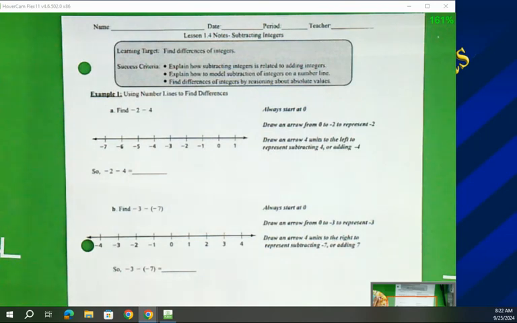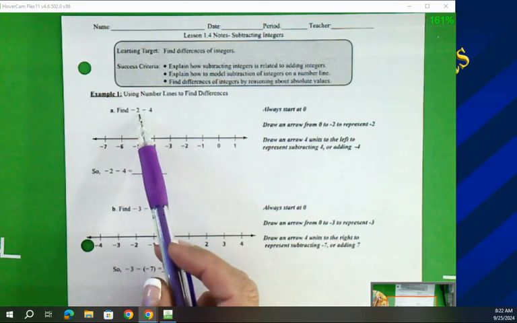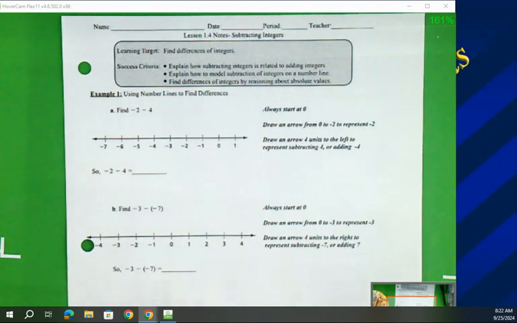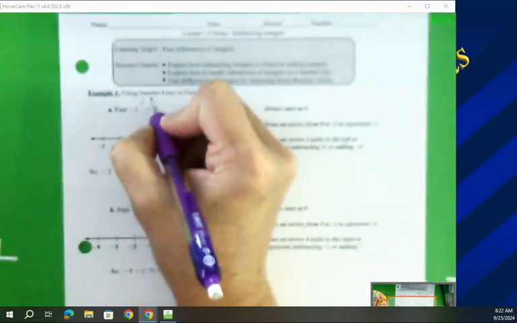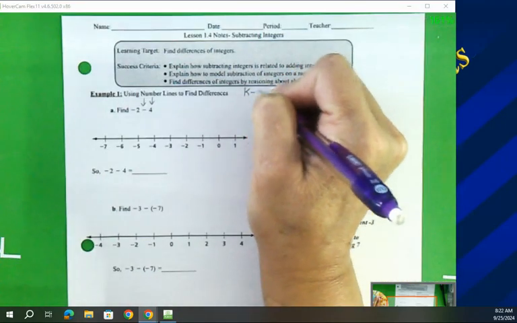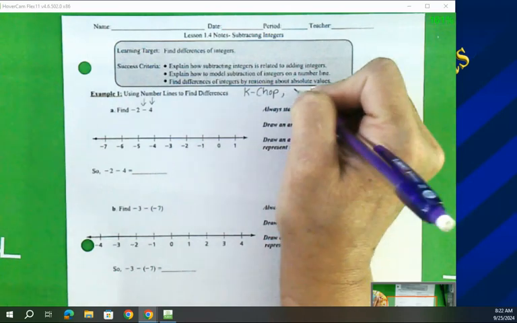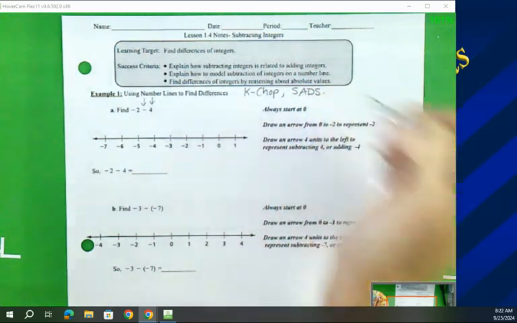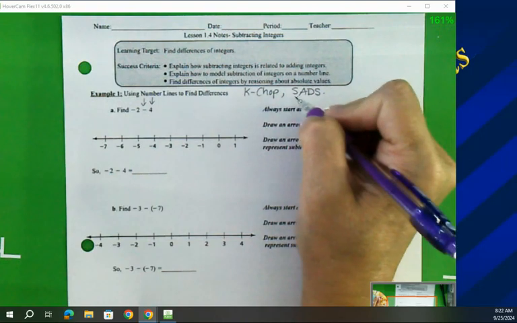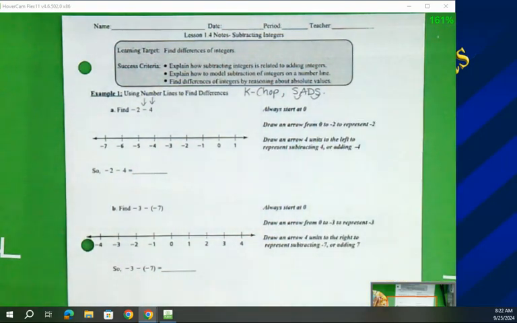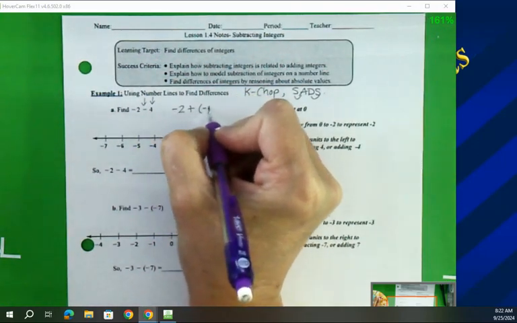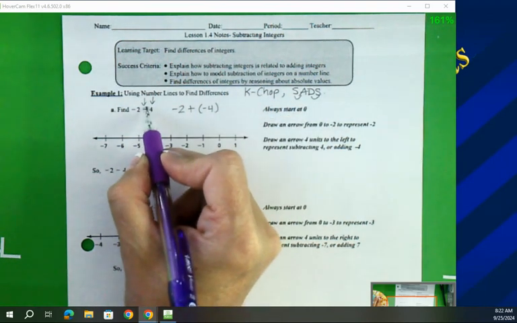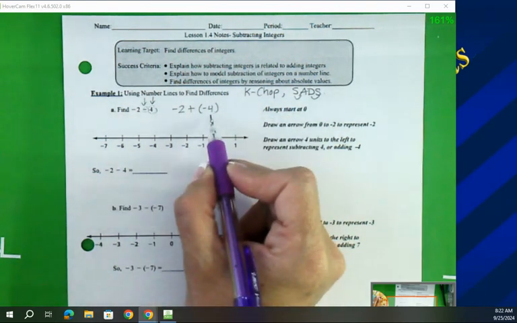So looking at our first question here, we have find -2 minus 4. The first thing we're going to do is use the subtraction rule to change that to an addition problem. Remember, we're going to be adding the opposite, or what we learned as keep, change, opposite. And then when we do our regular work, we're going to work with our acronym SADS: same signs add, different signs subtract. So if we rewrite this problem, -2 minus 4 is the same thing as -2 plus a -4, because we're changing our subtraction to addition and whatever comes after it to its opposite.